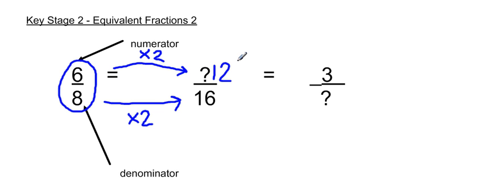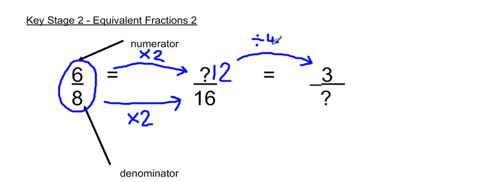The next one that we've got is 3 over something, and we've got to find a number that is equivalent to 12/16. So in order to do this, we look at the 3. What have we had to do to the 12 to turn it into a 3? We've had to divide by 4.